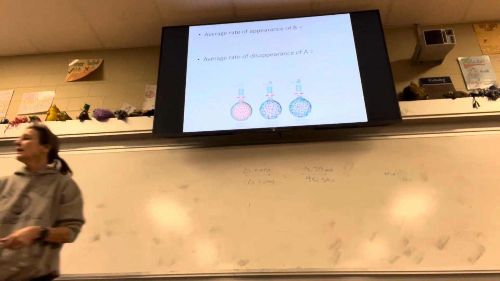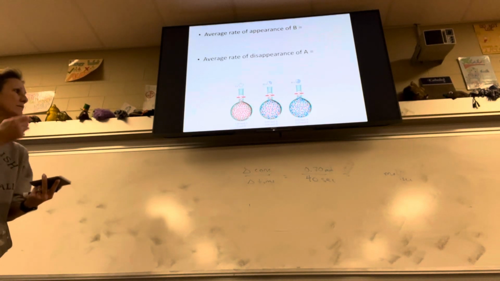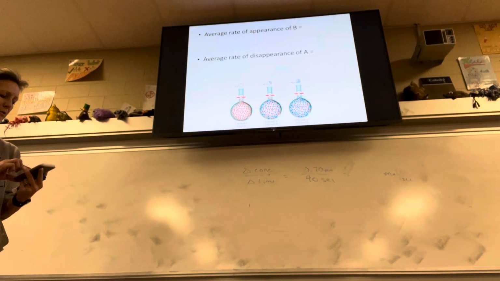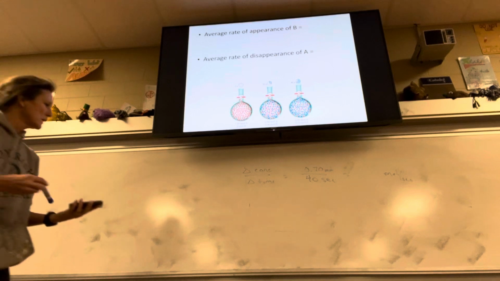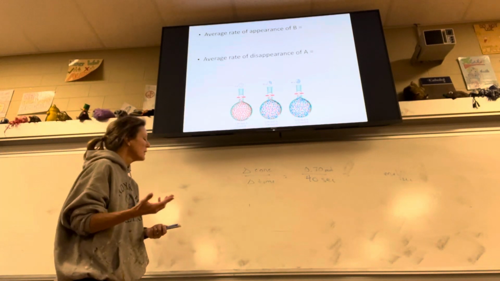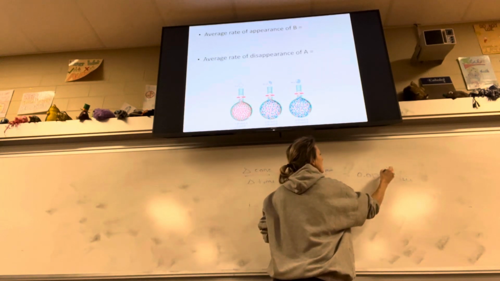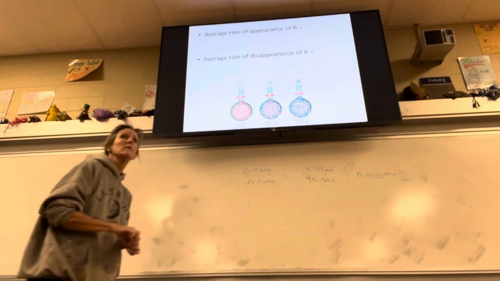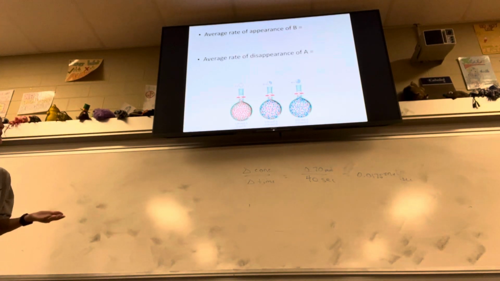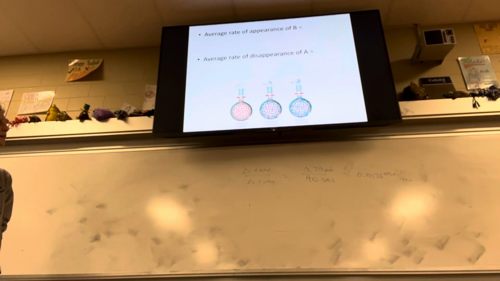If we had concentration, we could do molarity per second, or usually also minutes. So we just take 0.7 and divide it by 40, and that gives us a rate for the appearance of the product B of 0.0175 moles per second. And that's over the entire 40 seconds. If we looked at the first 20 or the second 20, we'd have different values.